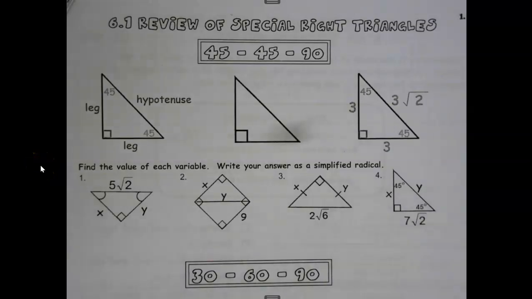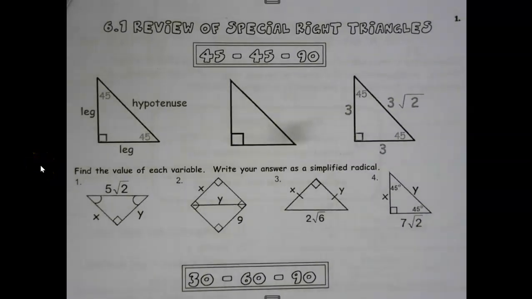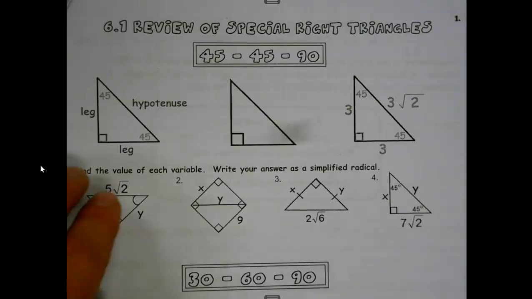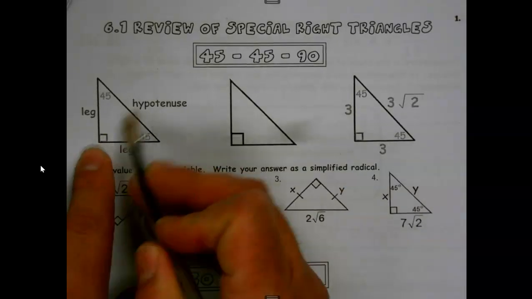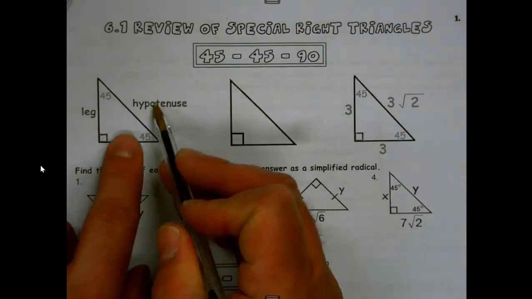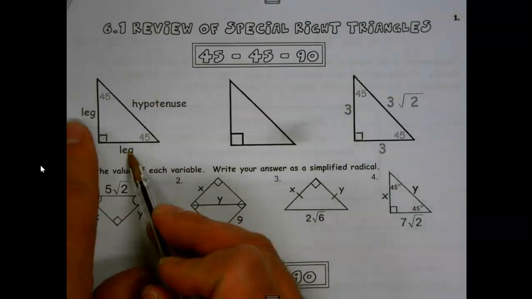So, back to good old geometry here with special rights. A couple of reminders if it's been a while. I always like to start generic, then get specific. Simple stuff like the hypotenuse is always the longest side. It's always across from your right angle in a right triangle. The other two are legs.